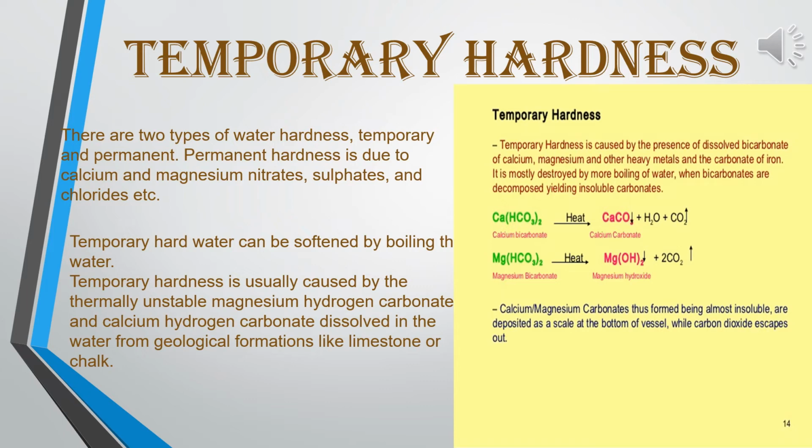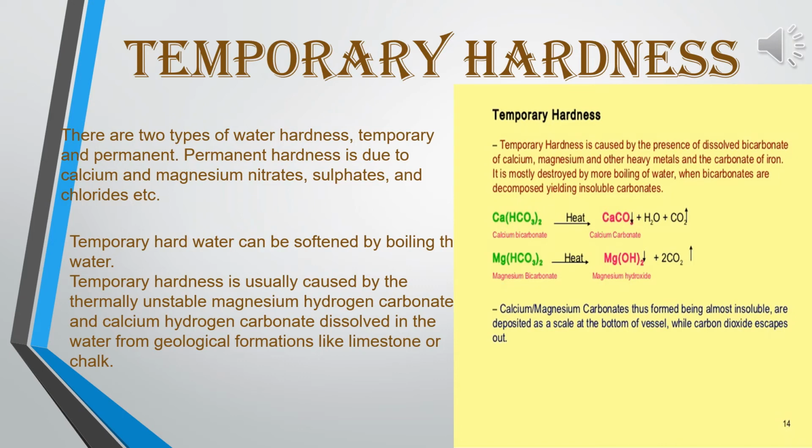See the diagram. Temporary hardness is caused by the presence of dissolved bicarbonate of calcium, magnesium and other heavy metals and the carbonate of iron. It is mostly destroyed by boiling of water, when bicarbonates are decomposed yielding insoluble carbonates. So calcium bicarbonate by heat forms calcium carbonate, water and carbon dioxide, whereas magnesium bicarbonate by heat forms magnesium hydroxide and carbon dioxide.